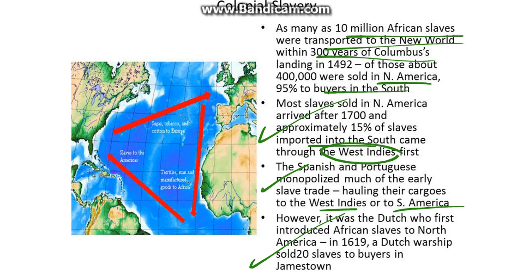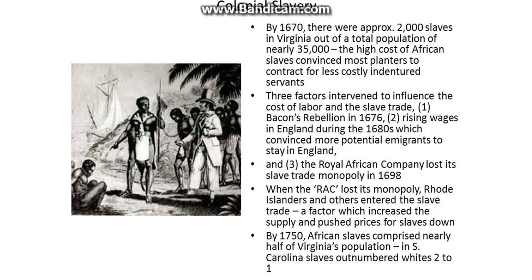However, it was the Dutch who first introduced African slaves to North America. In 1619, a Dutch warship sold 20 slaves to buyers in Jamestown. By 1670, there were approximately 2,000 slaves in Virginia, out of a total population of nearly 35,000. The high cost of African slaves convinced most planters to contract for less costly indentured servants.